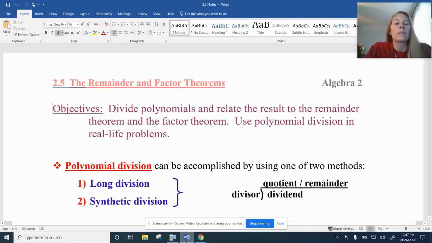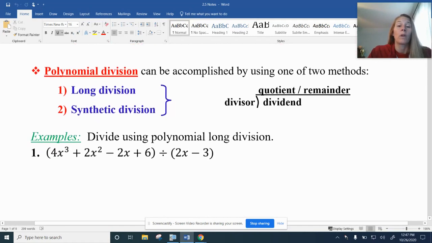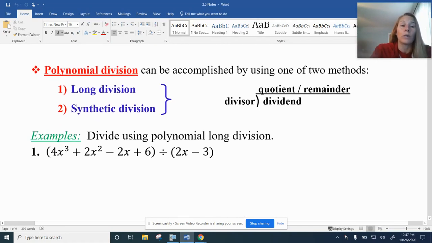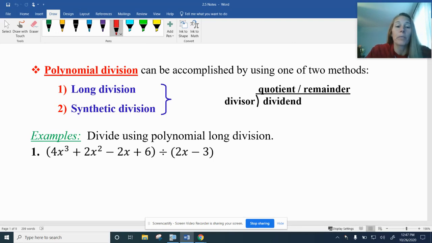Okay, so our next lesson is on the remainder and factor theorems. We're going to start out talking about polynomial division, and this can be accomplished by using one of two methods. Our first method is going to be long division, which is obviously going to be a little bit longer and more work. And then there's another method that we're going to go over called synthetic division, which is much quicker and shorter. However, it can't be used in all situations.